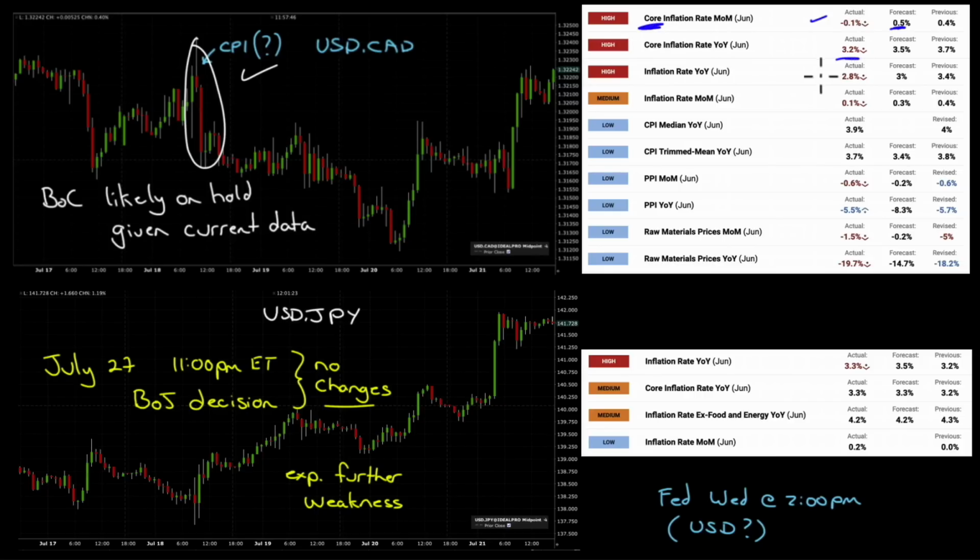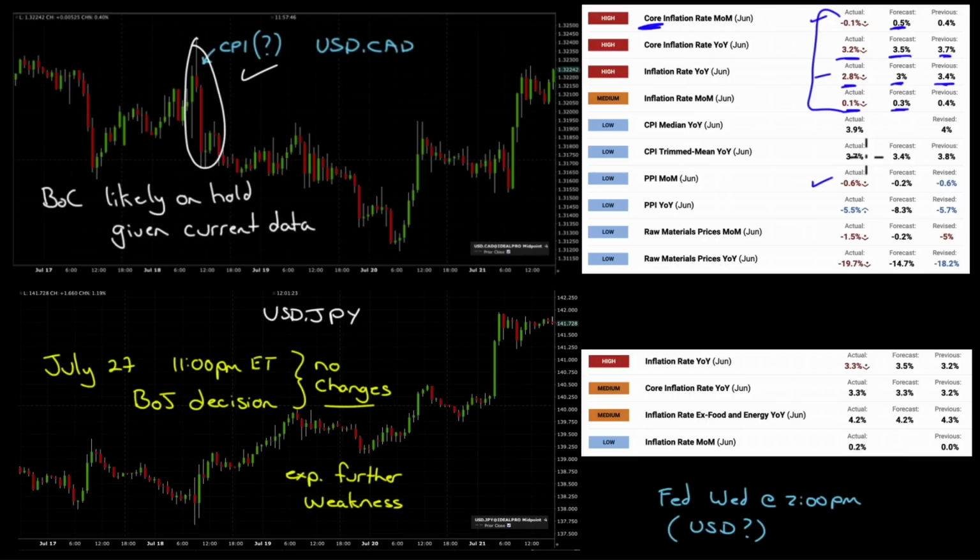Year over year came in at 3.2. The expectation was for 3.5. It was 3.7. That's a big drop. The inflation rate was 3.4, came in at 2.8. The expectation was 3, came in lower. The inflation rate month over month was forecast to be 0.3, came in at 0.1. That does not look like data that needs another interest rate hike. So that should have weakened the currency, and it did not.